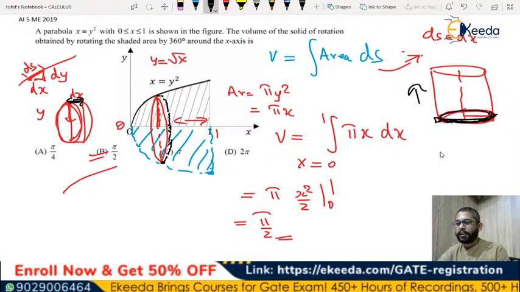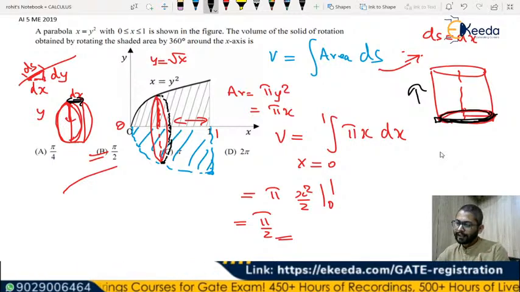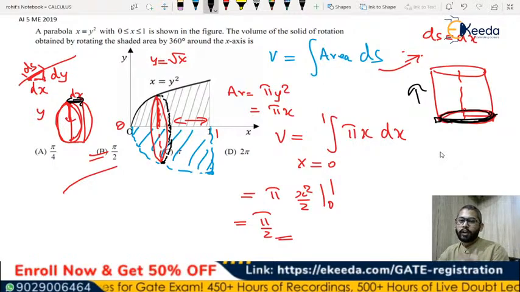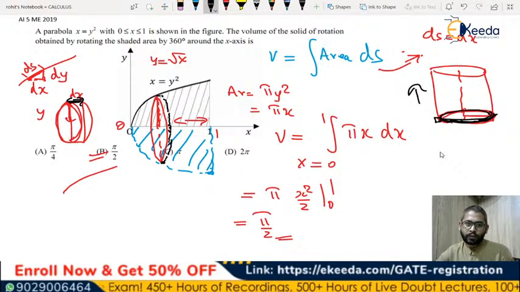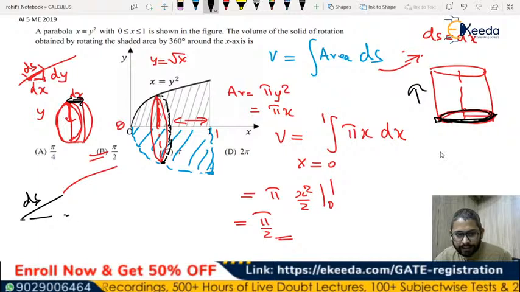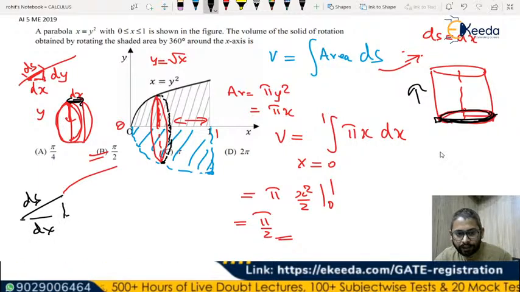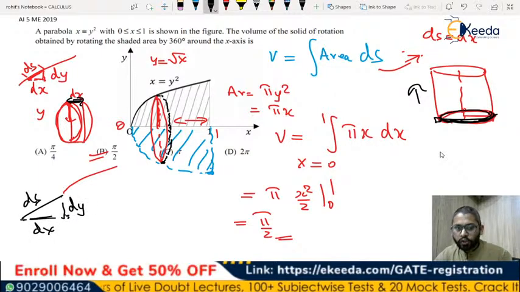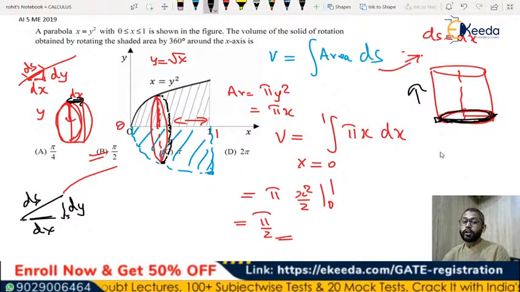because it does not have anything to do with ds. Correct? Dx is the width. You don't have to do anything with the length of the curve. That's what I was explaining here. This is ds, this is dx, and this is dy. So you don't need ds here.